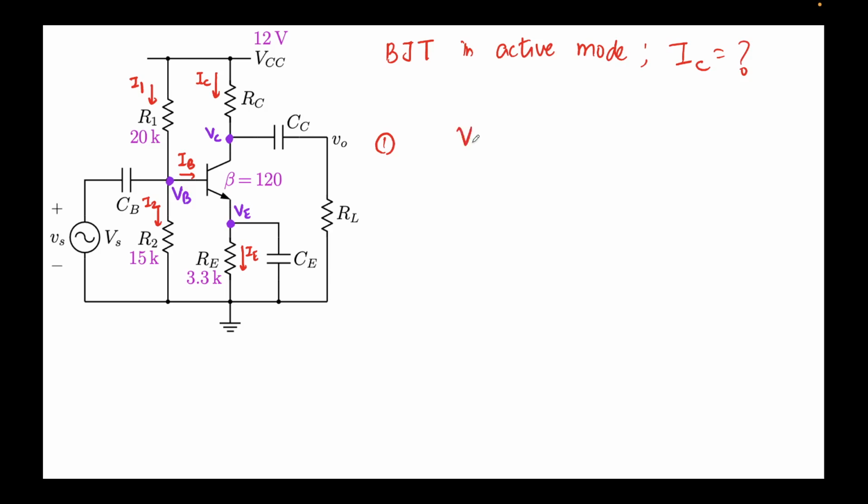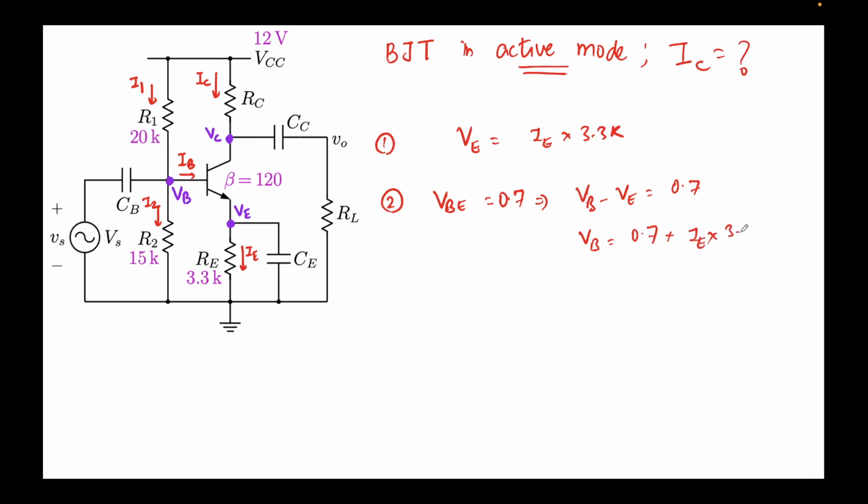Node voltage VE can be simply written as, if I apply Ohm's law across this resistor, IE times 3.3k. That's the voltage VE. Now if we know VE and we also know that this is operating in active mode, we can obtain VB. How? Because we know VBE is 0.7. This means VB minus VE should be equal to 0.7, so VB will be VE plus 0.7, that is 0.7 plus IE times 3.3k.